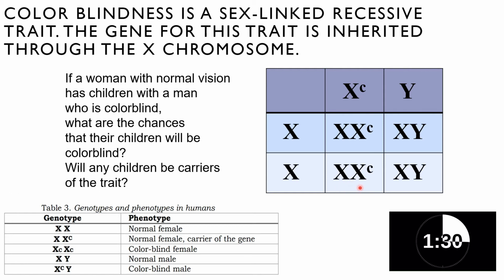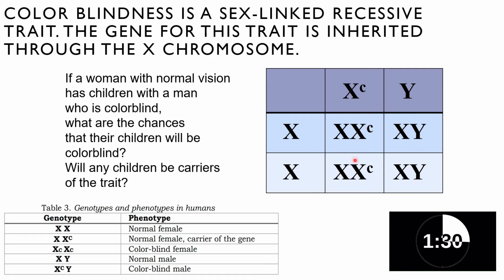How about this one? What is the sex of this offspring? Yes, that is female. So is it normal or colorblind? Yes, that is normal, but it is already a carrier of the color blindness. But she is not colorblind, just a carrier. How about this one? So this is a male, which is normal.